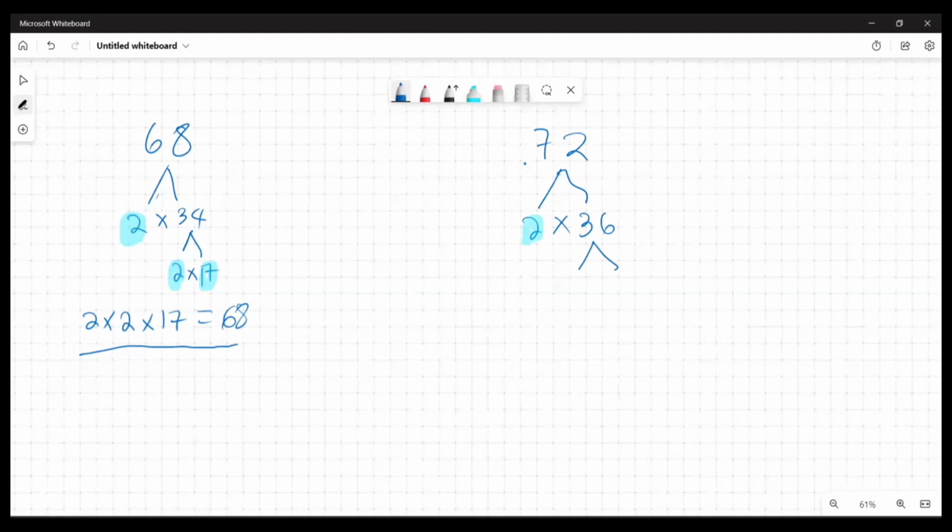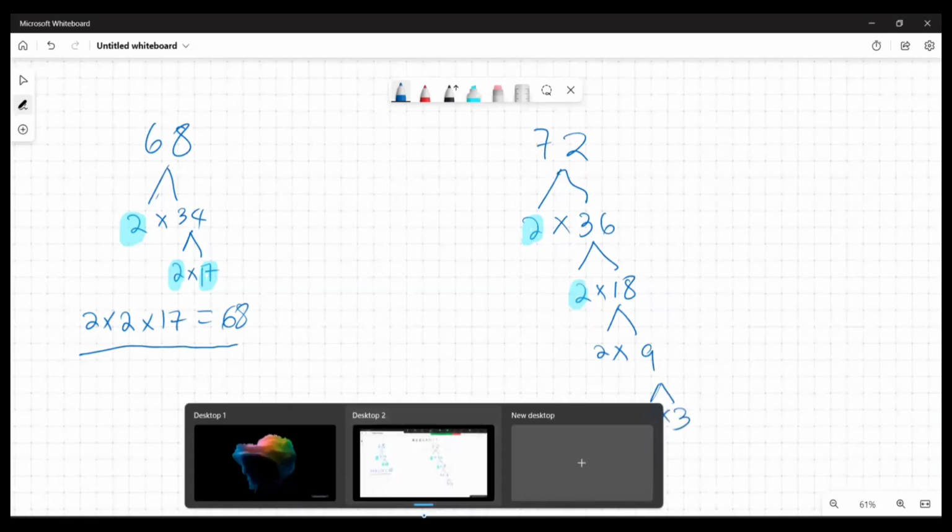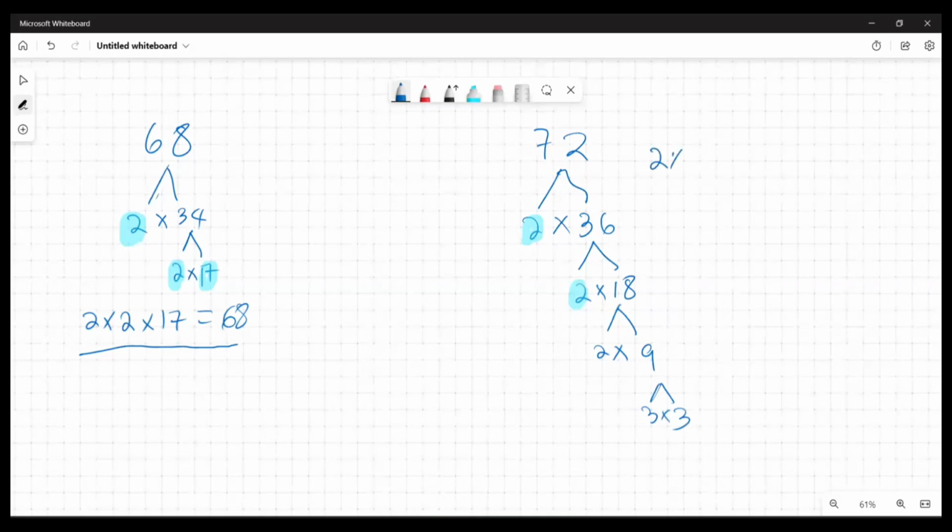All right, let's go. So 2 times what? 18. The 2 is at the end of the road again, and I'm going to go again with 2. 2 times 9. And then I can go 3 times 3. So this is suggesting that 2 times 2 times 2 times 3 times 3 works. All right, let's look if we're making a mistake there.